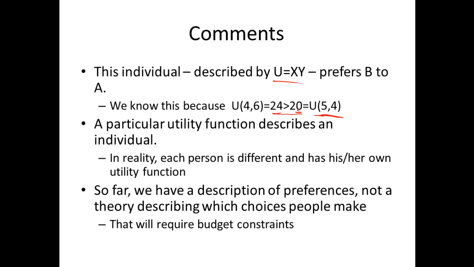But let's not think, therefore, that we're forgetting that there's heterogeneity in the world. No, we understand that. Okay, so finally, the last point I want to make on this slide: so far, all we have is a characterization of preferences. That is, how much satisfaction does this individual get from any particular bundle? That's not yet a description or a theory that actually describes which choices people make. To get to that, we're going to have to bring in budget constraints, which characterize how much we can afford.